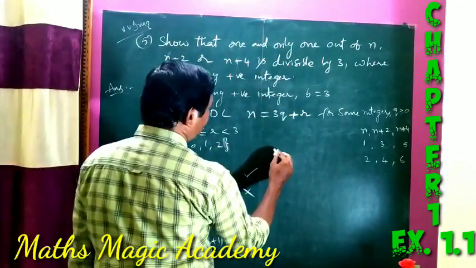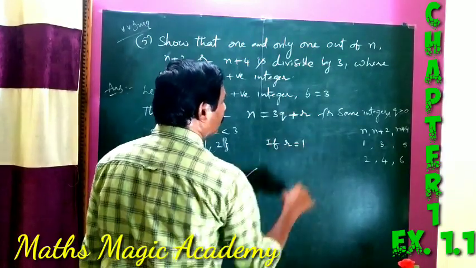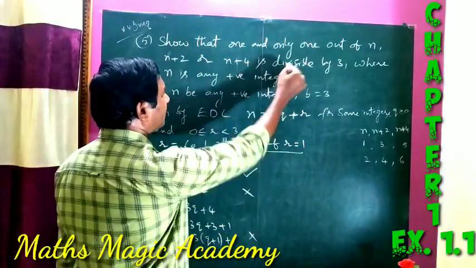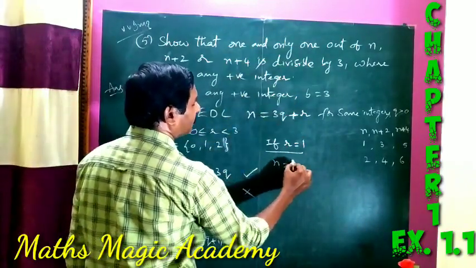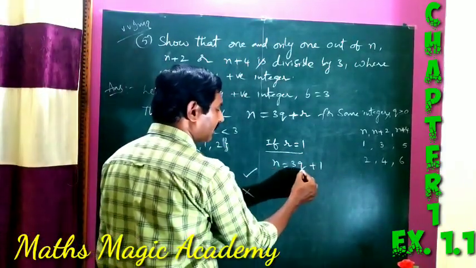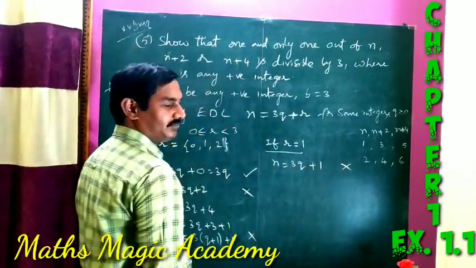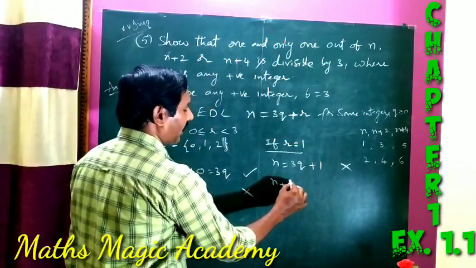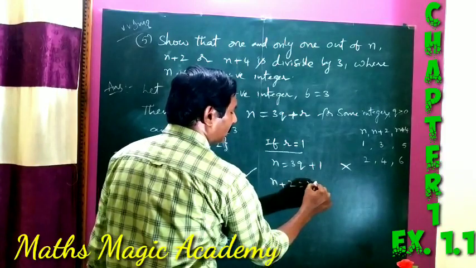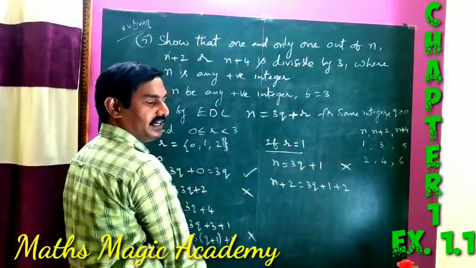So like that, if you apply it, if r equals 1, the possible remainder is 1, then the condition is n equals 3q plus 1. So you can observe here 3q plus 1, that is 3 into q, a multiple of 3 plus 1, is not divisible by 3. Same as before, you have to add 2 on both sides. Why? Because the next number is n plus 2. So 3q plus 1 plus 2.